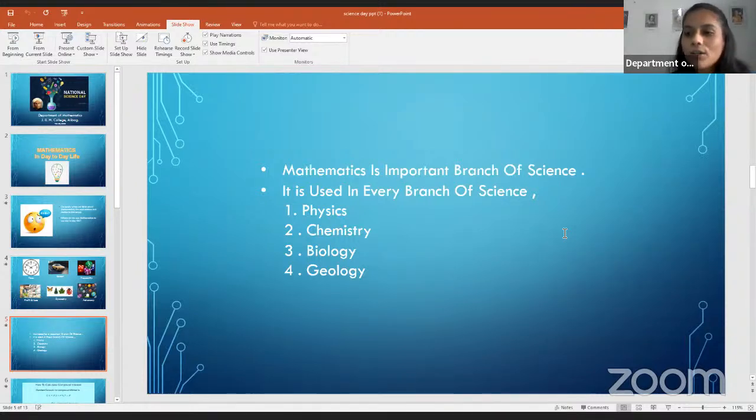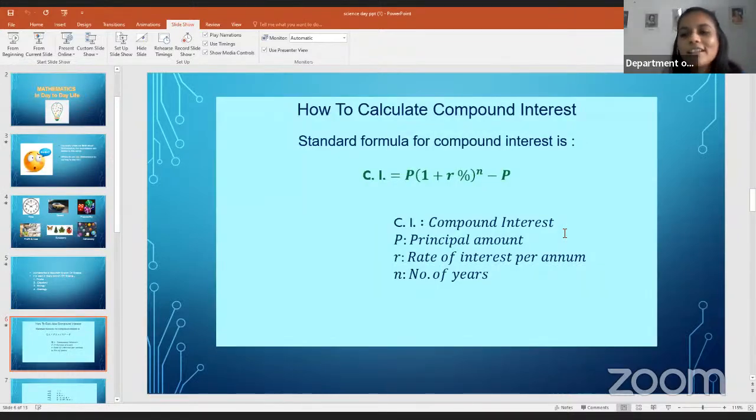Or in the case of biology, like calculation of the age of fossils, we use mathematics, like differential equations and all. And in geology, we study the Earth, the characteristics of the Earth, and in many more calculations we use mathematics in geology as well. So these are the uses of mathematics, or rather mathematics is used in every branch of science.